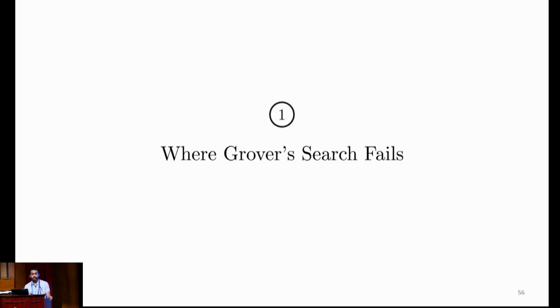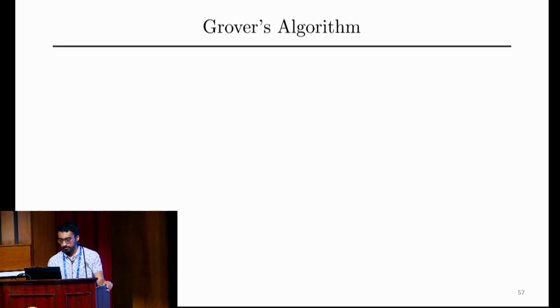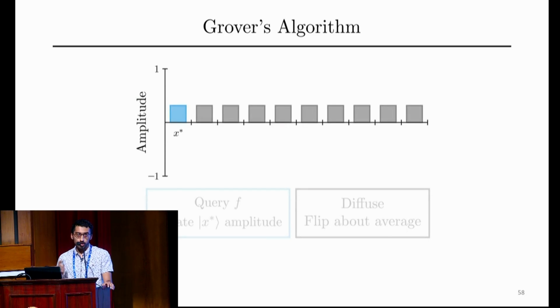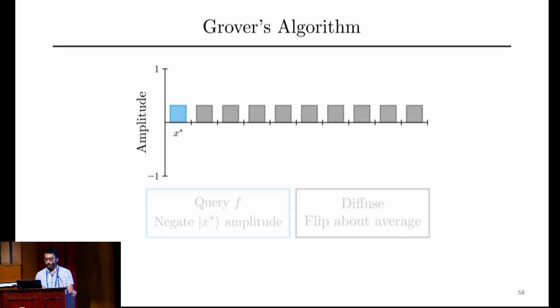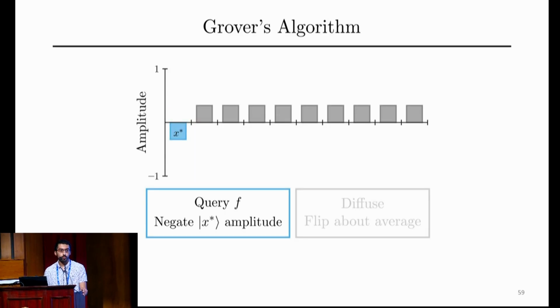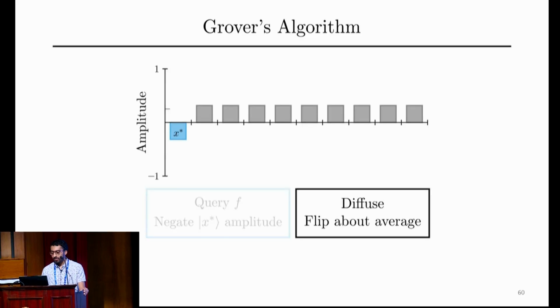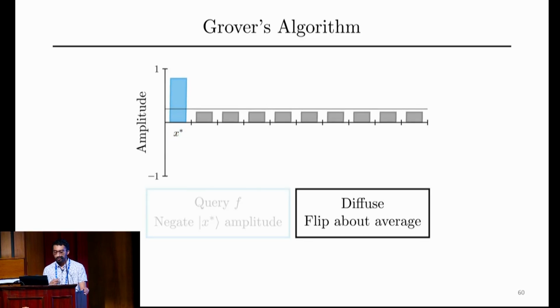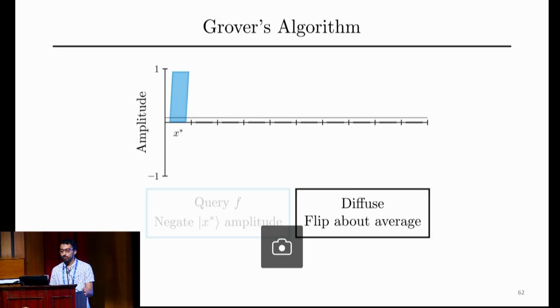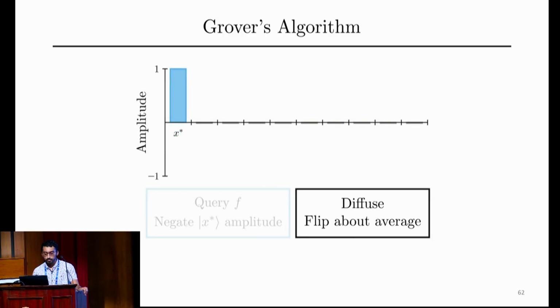So first, why does Grover's search fail when you have in-place queries? As a review, this is how Grover's algorithm works. You start off with an equal superposition of all classical bit strings. And first, you query f, which means you negate the amplitude on the marked element x star that you're searching for. And then you diffuse, which means you flip all of the amplitudes about their average. And you keep alternating these two steps of querying and then flipping about the average until you've increased the probability of measuring your marked element above a constant.